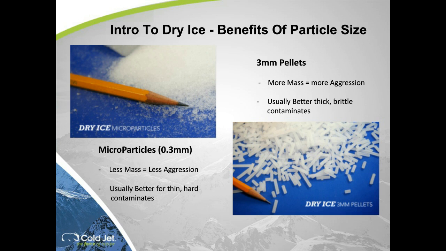If you're cleaning screws or some larger extrusion dies, you may want to get into 3 millimeter pellets because you're going to get more kinetic energy. That's usually good for thicker and brittle contaminants, so you get a little bit more aggression out of that. Those are the two most popular.